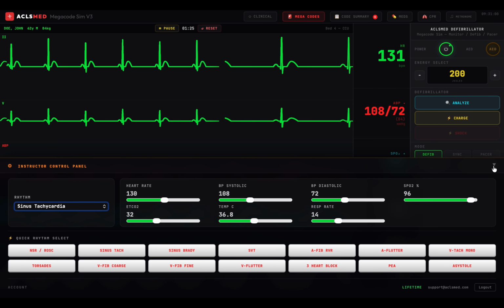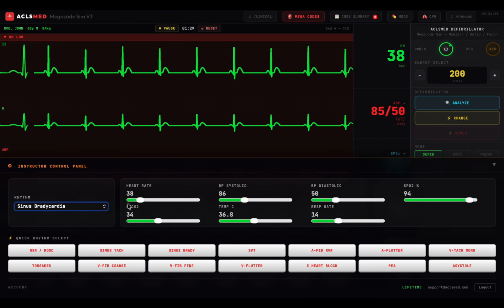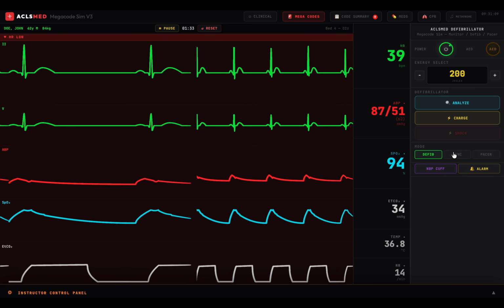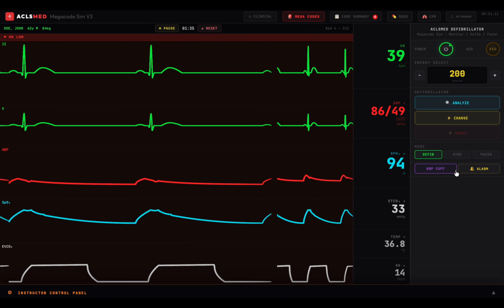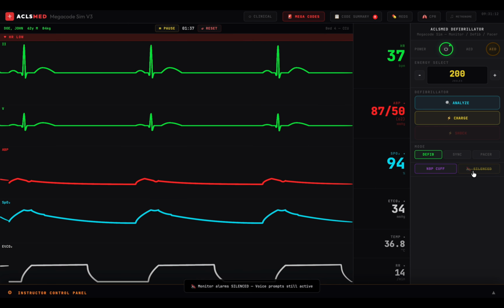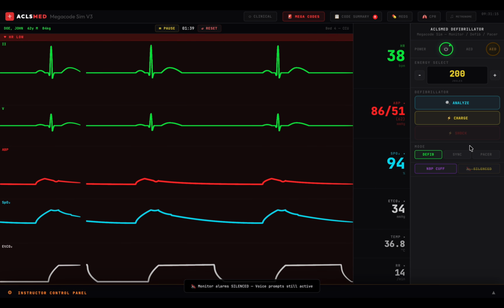So we built something. The ACLS Med Simulator is a full Megacode simulator that runs in your browser. Real waveforms, real defibrillator, real scenarios that change based on what you do. 50 plus cardiac rhythms animating across 5 channels.